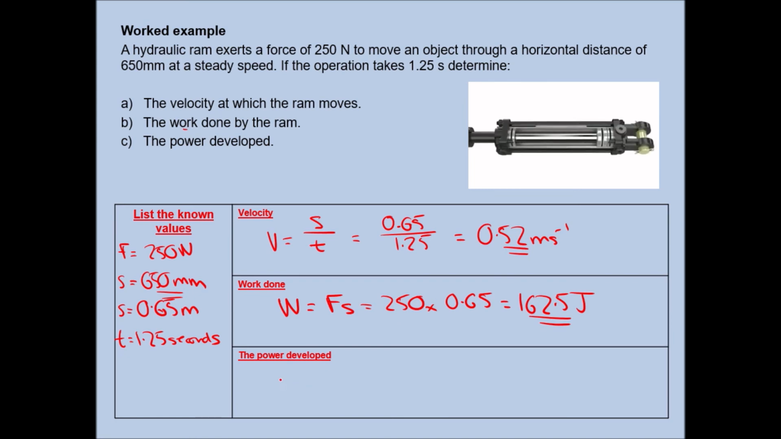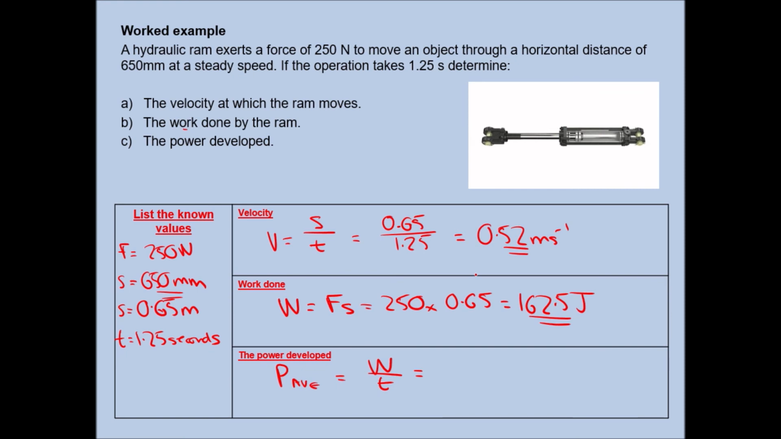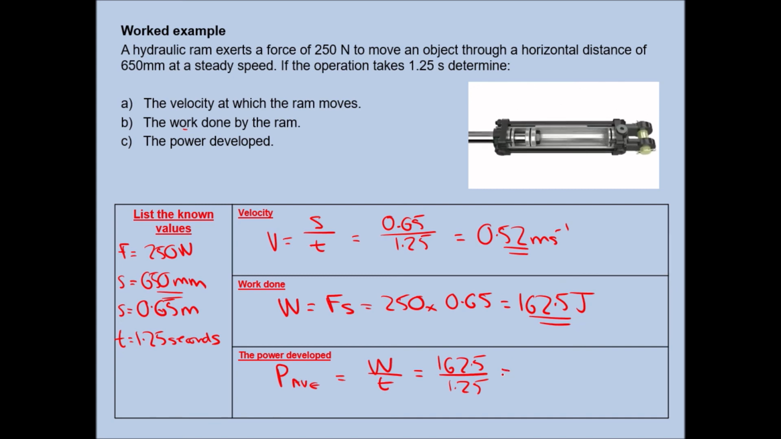Power developed, we'll just do the average power. So we'll do the average calculation is equal to work divided by time. So the work, 162.5, divided by time, 1.25. And we'll get 130 watts as our answer.